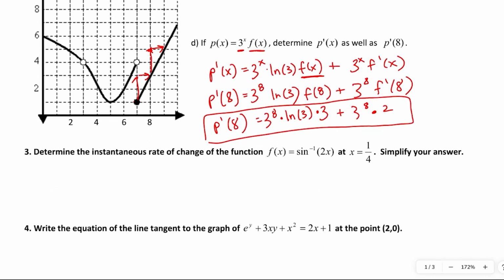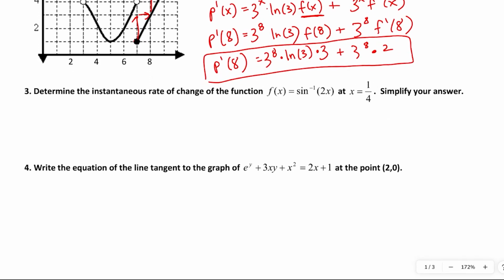Number 3 says determine the instantaneous rate of change of the function inverse sine of 2x at x equals 1/4. Simplify your answer. So here we're going to have to use the chain rule, and we're going to use our new derivative of inverse sine. The derivative of inverse sine is going to be 1 over the square root of 1 minus x squared. So here, the derivative of f is going to be 1 over the square root of 1 minus this quantity squared, so minus 2x squared, times the derivative of 2x, which is 2.